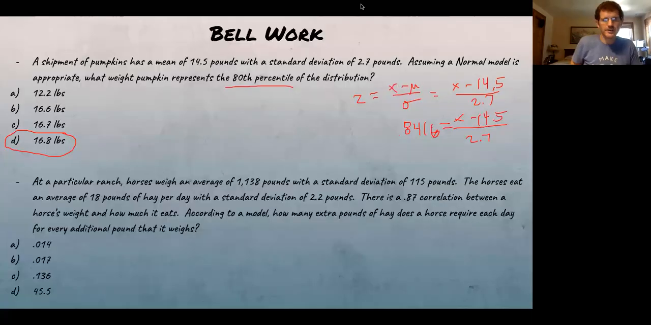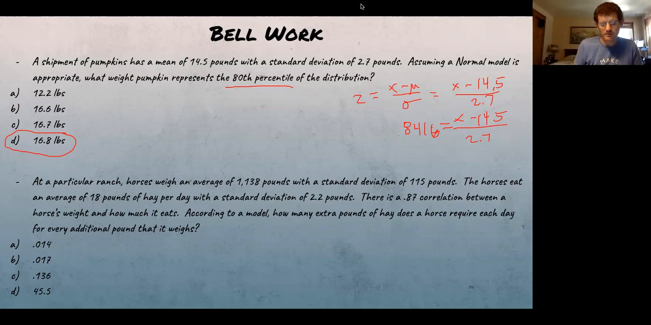Okay, the second one right here. At a particular ranch, horses weigh an average of 1,138 pounds, standard deviation 115. They eat 18 pounds of hay on average with 2.2 standard deviation. 0.87 correlation between a horse's weight and how much it eats. How many extra pounds of hay does a horse require each day for every additional pound that it weighs?